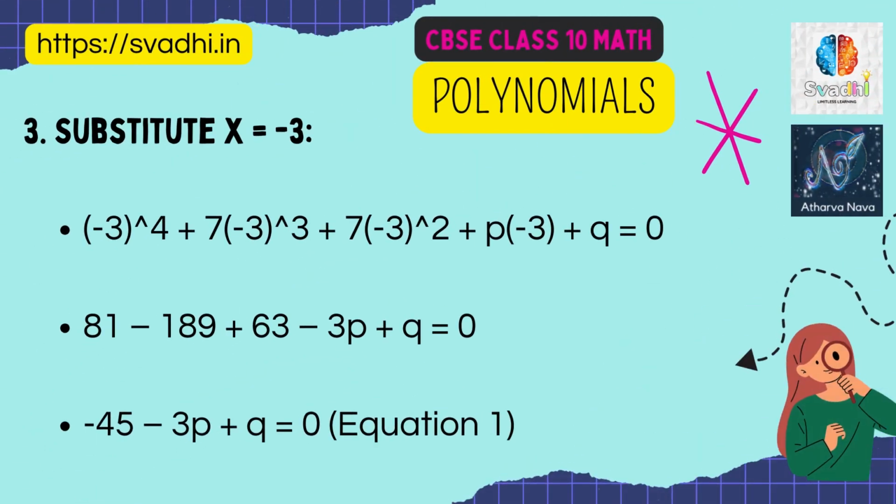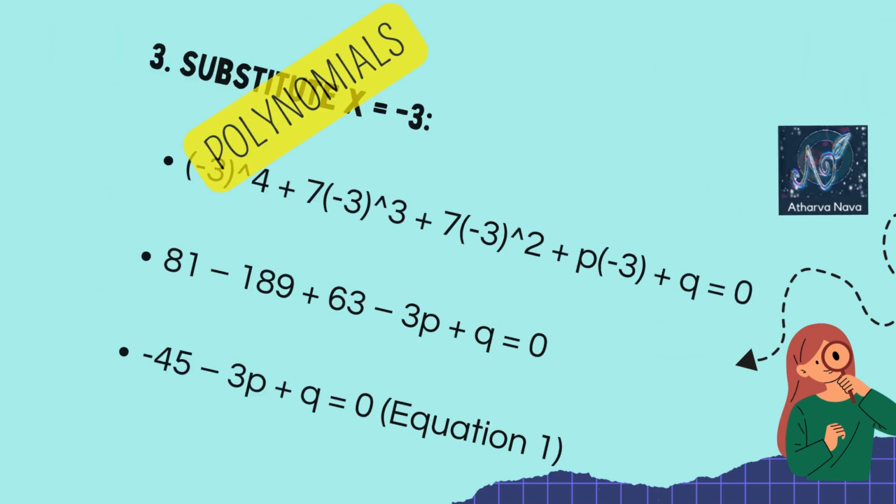3. Substitute x equals minus 3. (minus 3) to the power of 4 plus 7 times (minus 3) cubed plus 7 times (minus 3) squared plus p times (minus 3) plus q equals 0. 81 minus 189 plus 63 minus 3p plus q equals 0. Minus 45 minus 3p plus q equals 0. Equation 1.